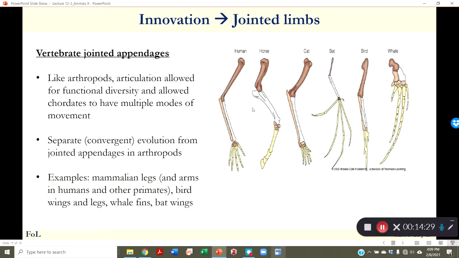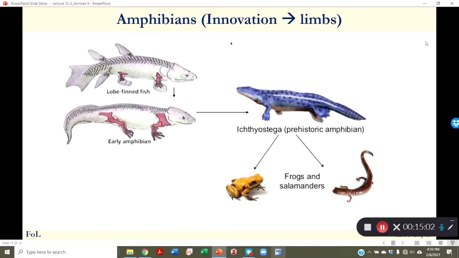After sharks, we get into jointed limbs. So this is an example of convergent evolution. So this happens separately in chordates and arthropods. But for both, the articulation in jointed appendages allowed for functional diversity. And we got lots of different kinds of movement. I mean, you look at the similar body plan for humans, horses, cats, bats, birds, and whales that all do really different kinds of movement. And so this was an important innovation.